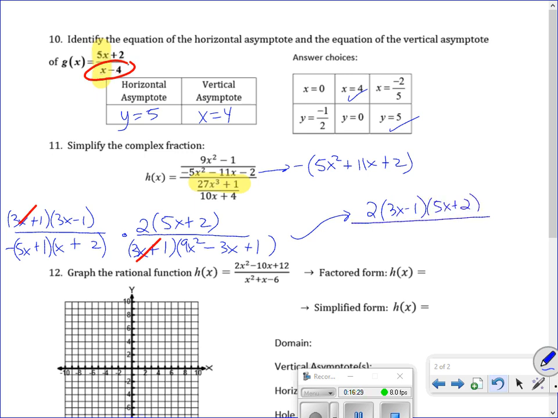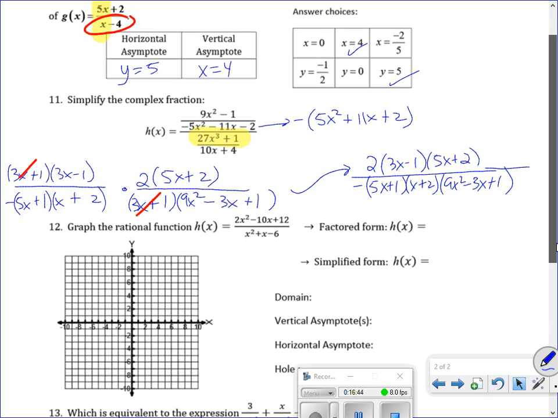I think I messed up. I should have made more stuff cancel. Negative 5x plus 1, x plus 2, and 9x squared minus 3x plus 1. So that was just like a factoring test. All right, here we go.